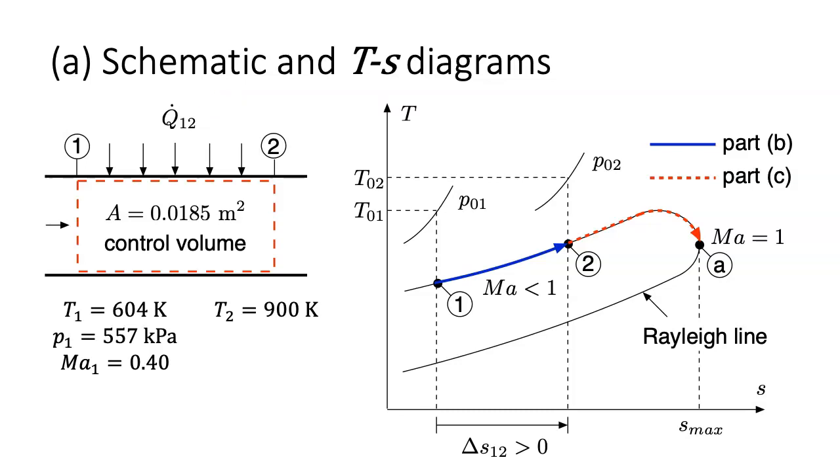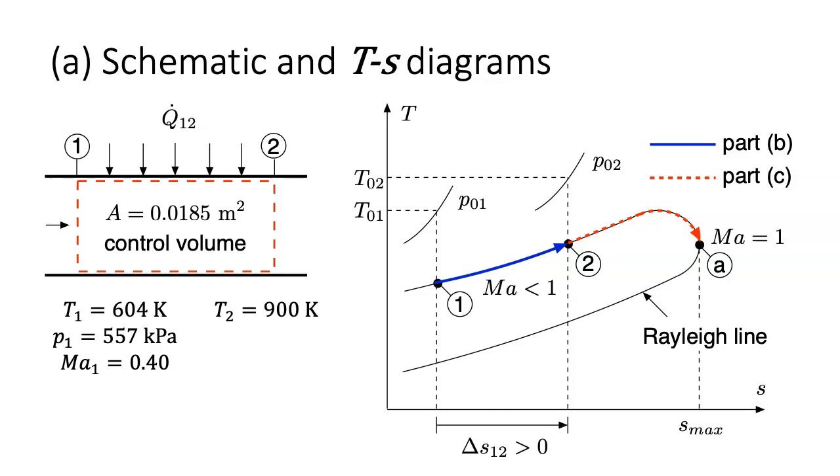Thus, for the temperature entropy diagram, the flow begins at section 1 and the specified conditions are sufficient to fully define the state. Next, since the Mach number is less than 1, the flow is subsonic. Thus, the process moves to the right along the subsonic part of the Rayleigh line for heat transfer in a frictionless duct.